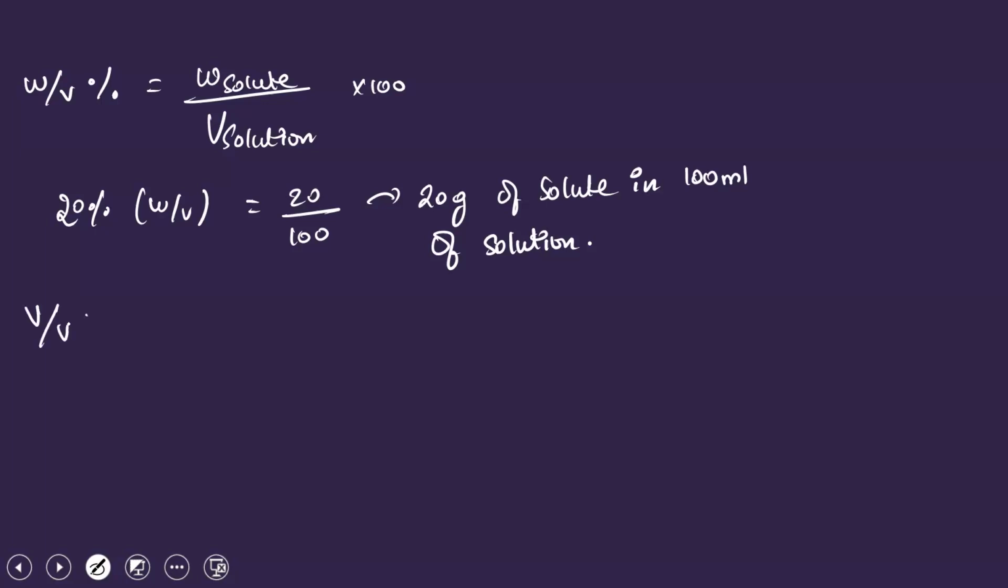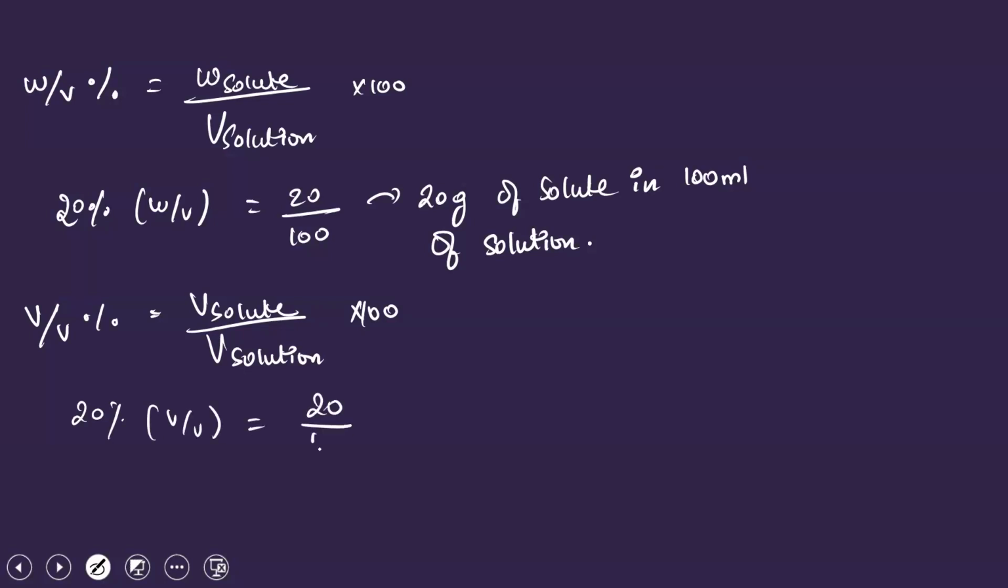Next, volume by volume percentage. This is nothing but volume of solute by volume of solution into 100, which means 20% volume by volume percentage is equal to 20 by 100, which is 20 ml of solute in 100 ml of solution. Is that clear? So we have got 20 ml of solute in 100 ml of solution. Any doubts with this?